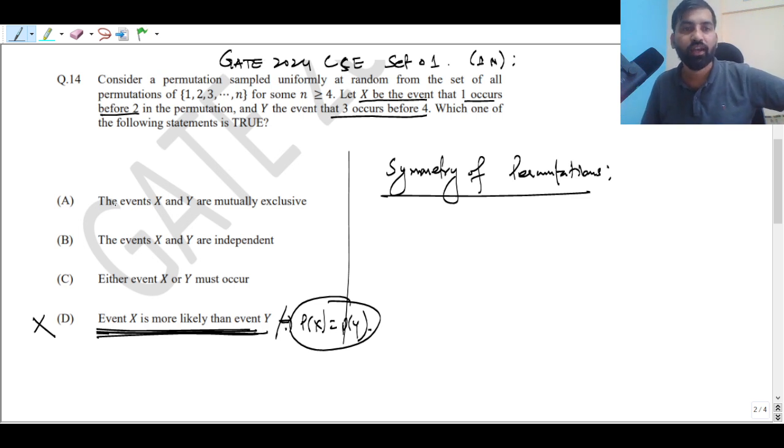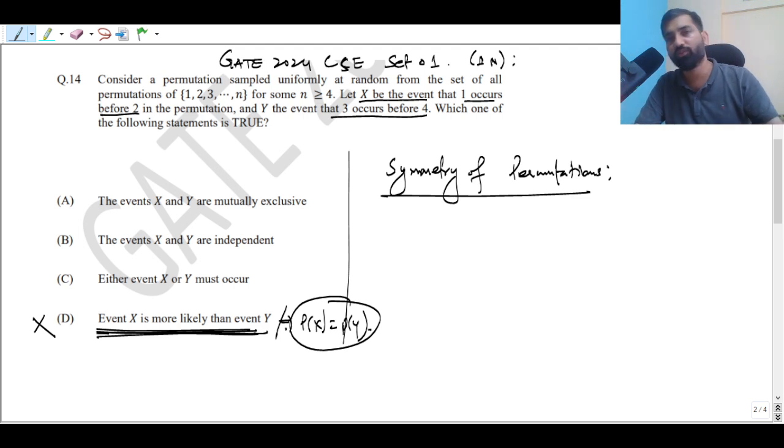Now let us analyze option A. The events x and y are mutually exclusive. What is the meaning of that? Events are mutually exclusive if they cannot occur both at the same time. That is called mutually exclusive. Understand? Since you see here, occurrence of 1 before 2 has no direct impact on the occurrence of 3 before 4. There is no direct impact, right? I hope this makes sense.